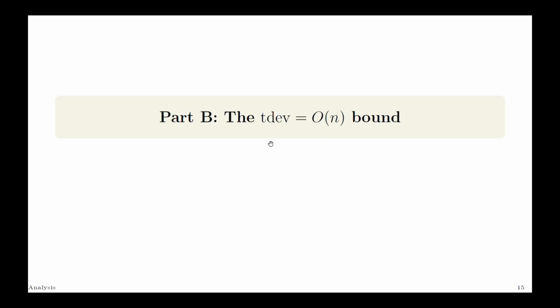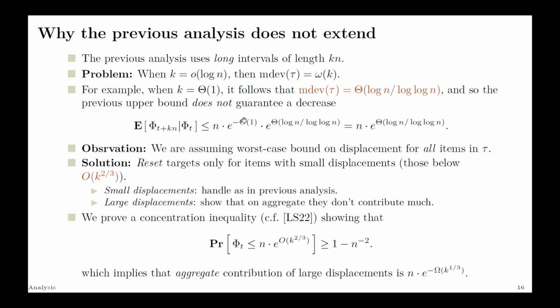Okay, now we'll very briefly outline the analysis for the linear bound. So the problem is that if k is little o of log n, then the maximum deviation could be omega k. So for example, if k is constant, then the maximum deviation is log n over log n. And this means that the previous upper bound does not guarantee that the potential becomes very small.